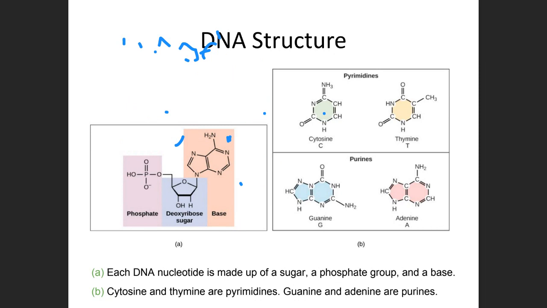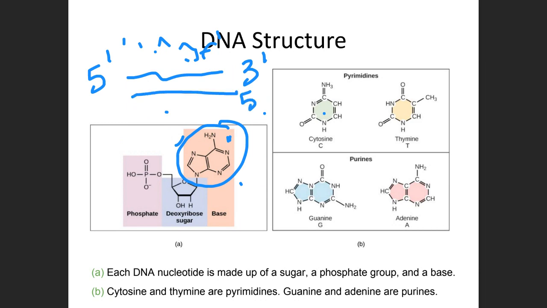And so we've got our base that we've been talking about, and then we have the sugar and the phosphate. When we're looking at DNA replication in a little bit, you'll see it always says that there's a 5' end of a DNA strand, and then it goes to the 3'. And since it's a double helix, it's two strands, the other one always runs in the opposite direction.